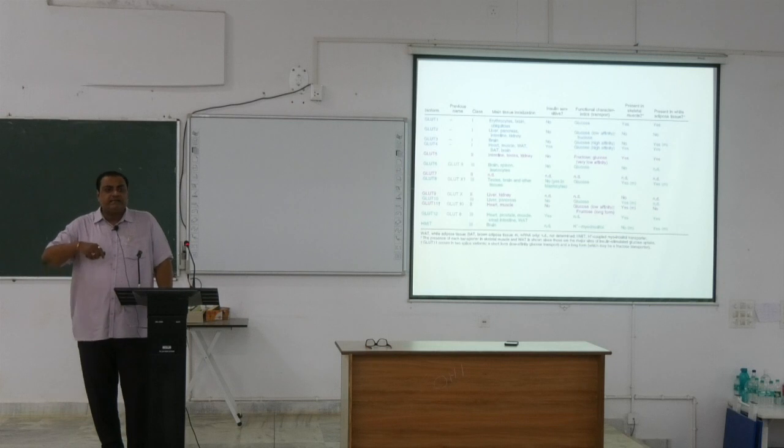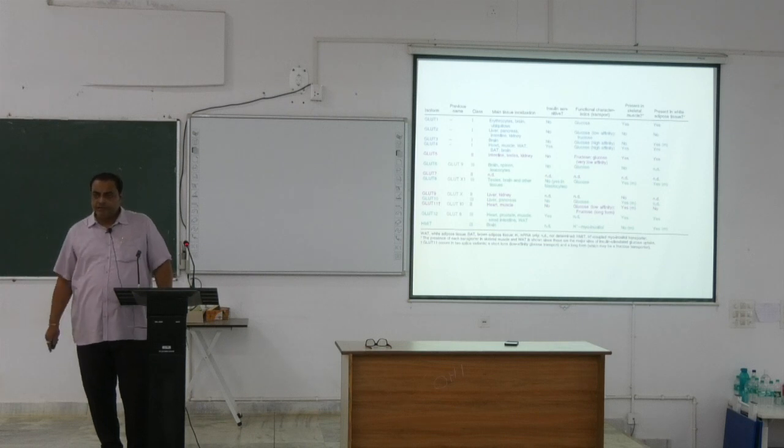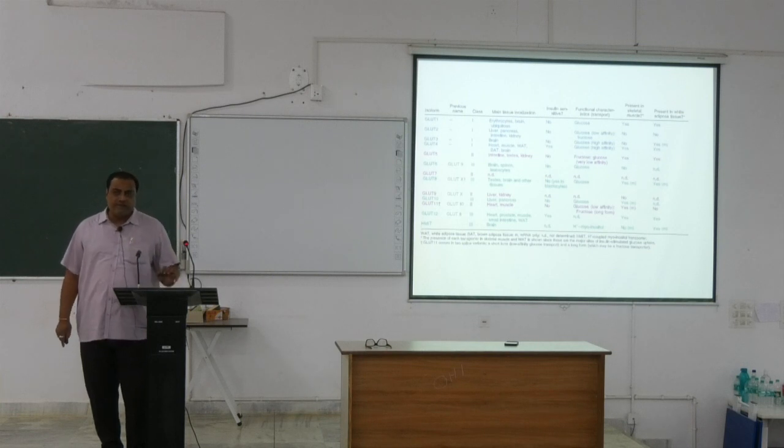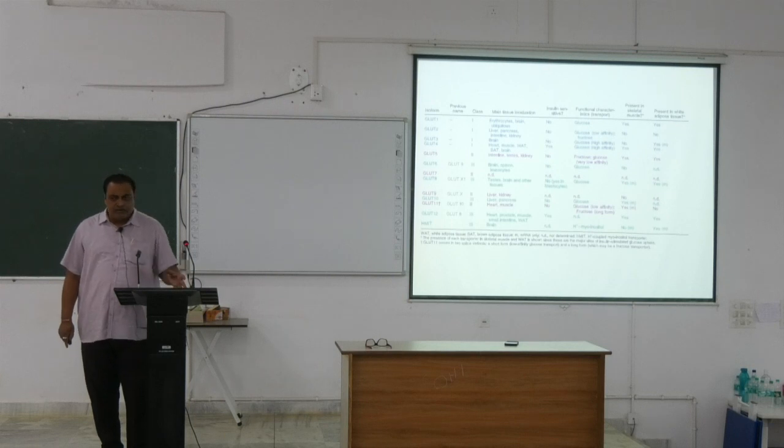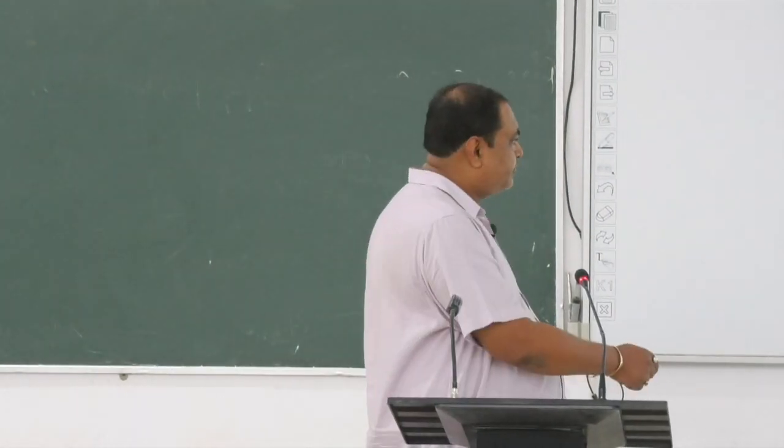The synthesis and surfacing of the GLUT4 receptor is regulated by insulin. Without insulin, this particular transporter is missing. That's why our muscles go into starvation in the absence of insulin, even in the presence of glucose.